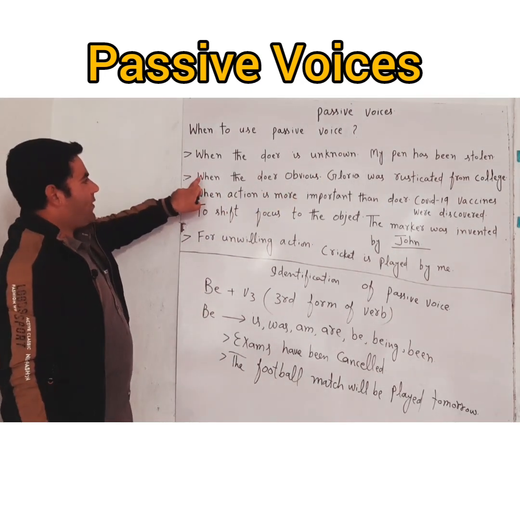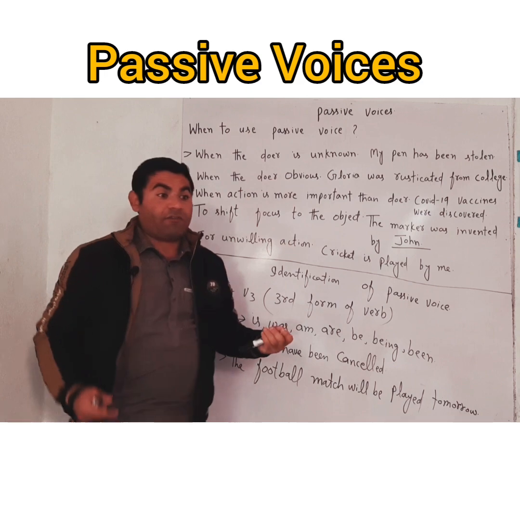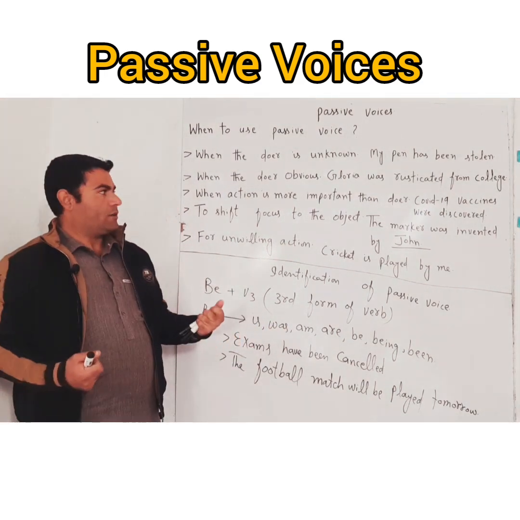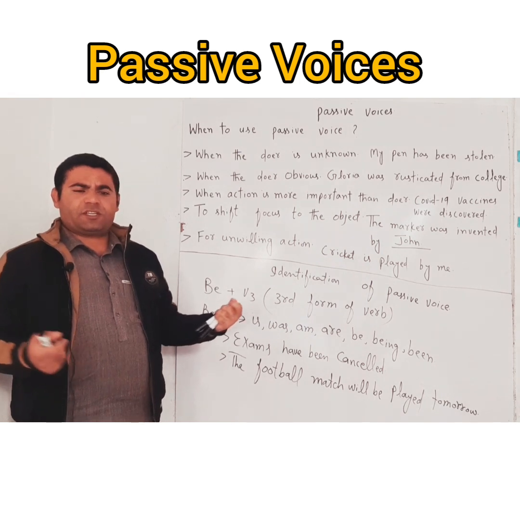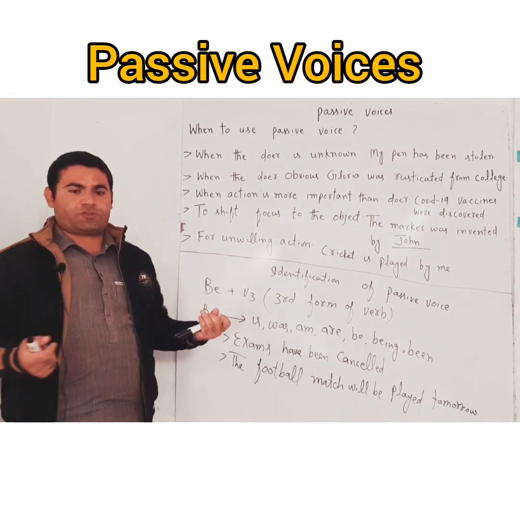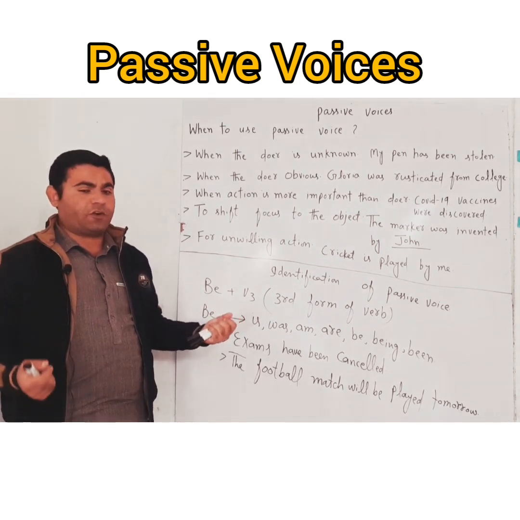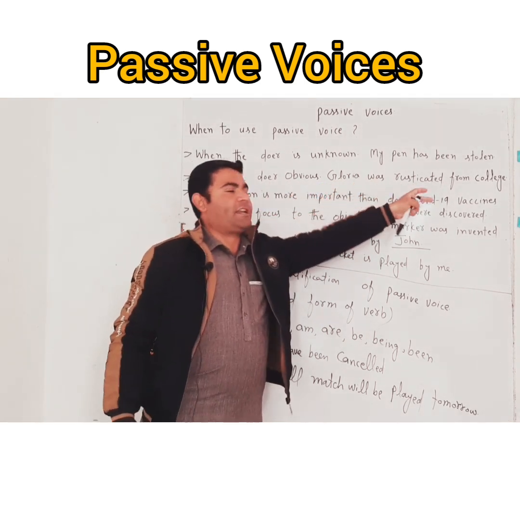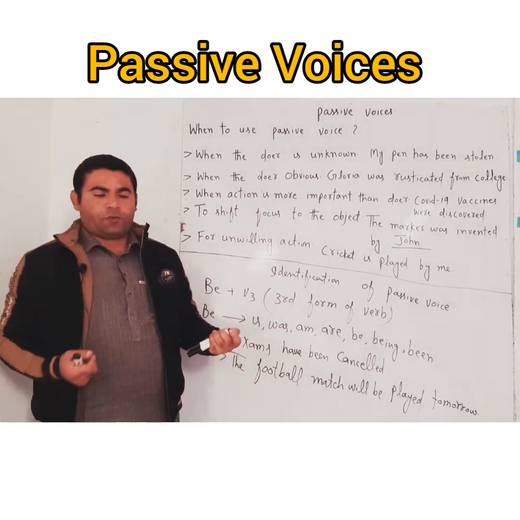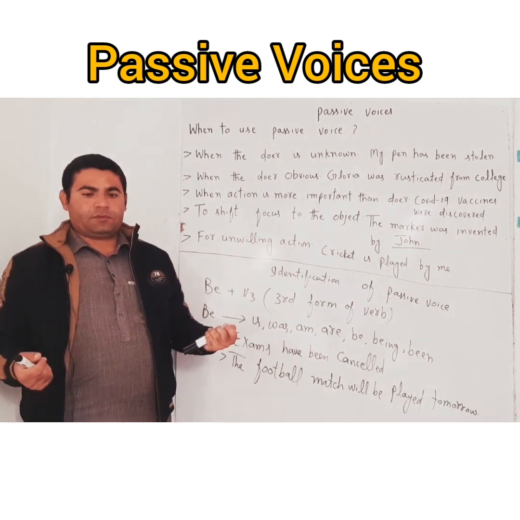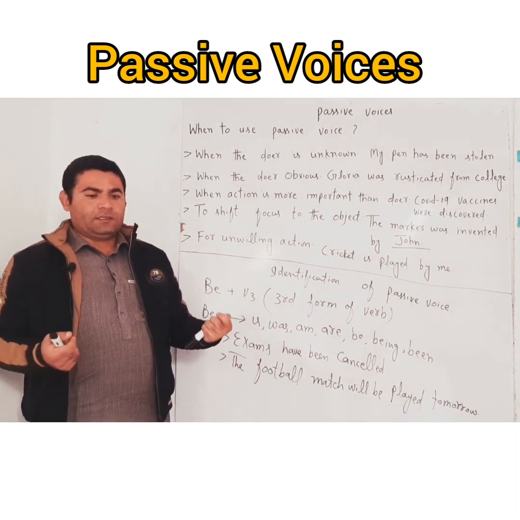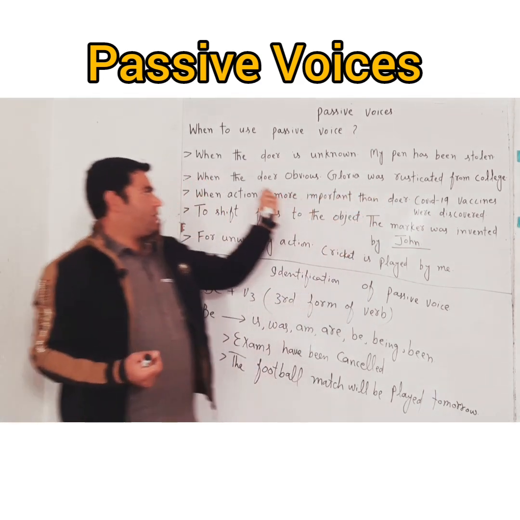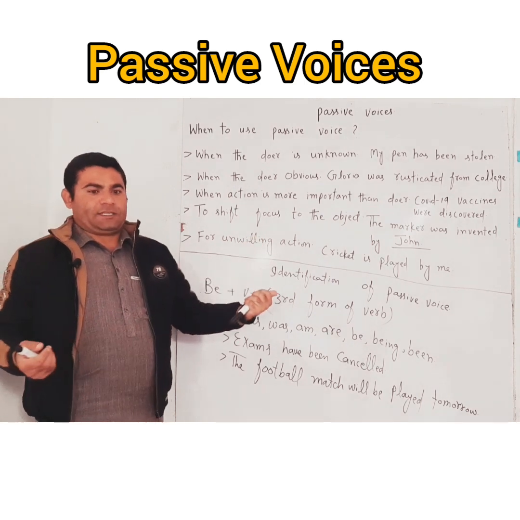Secondly, when the doer is obvious. Obvious means everybody knows him or her. So then there is no need to talk about the doer, the subject, the person who has performed the action. For example, Gloria was rusticated from college. We know who rusticates people, and it is not important as well. What is important is that Gloria was rusticated from college. The doer is obvious. Everybody knows that, okay?